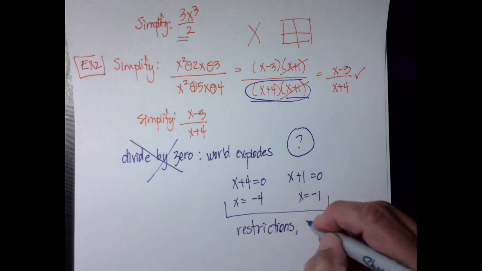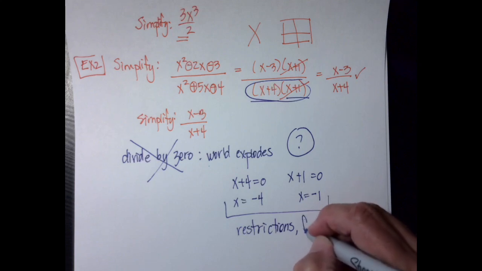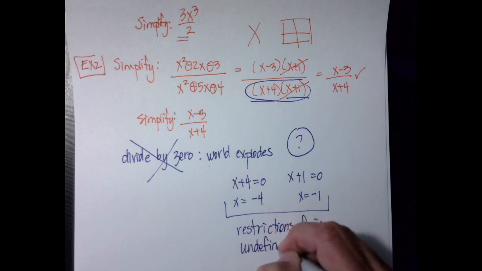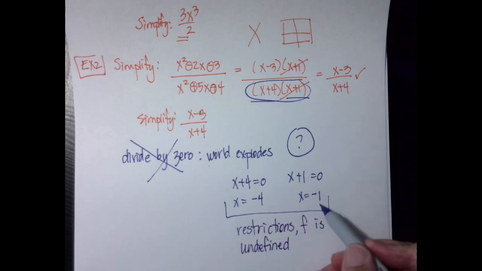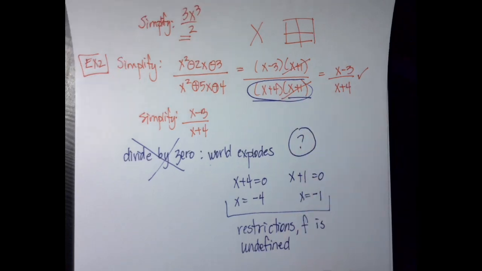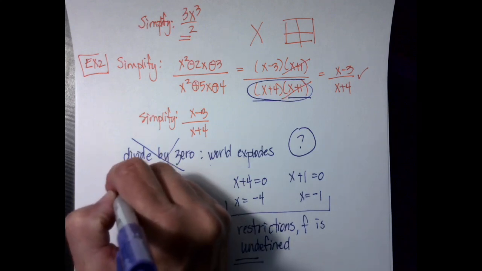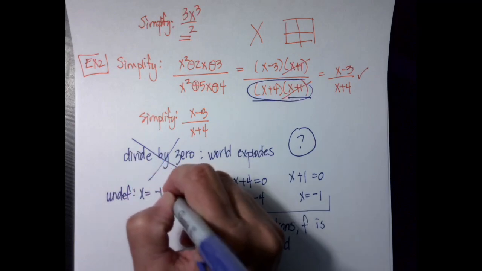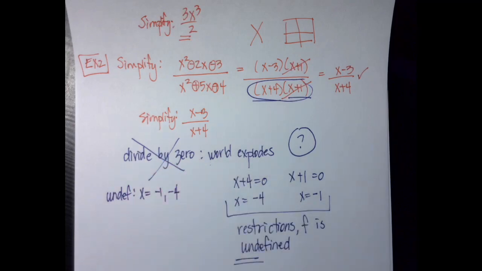It's also called where the function is undefined. Because I can't divide by 0, and if even one of these is 0, then the whole denominator would be 0. So oftentimes you're going to be asked to find where the function is undefined. So then I would write undefined at x is equal to a negative 1 and a negative 4.